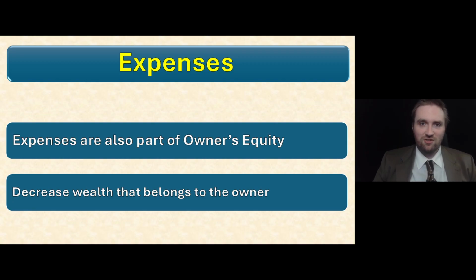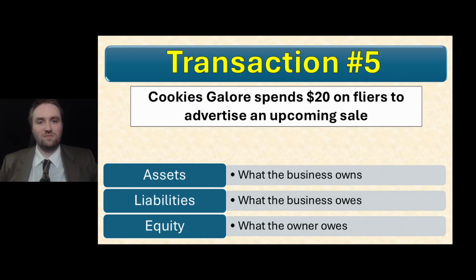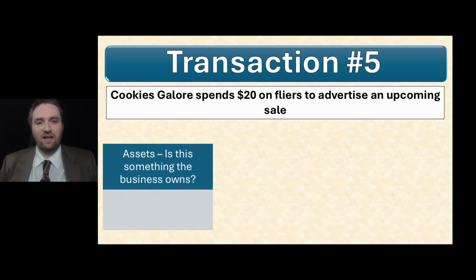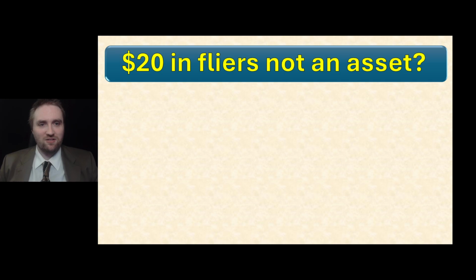We'll go substantially more in depth on these categories and how to differentiate them in the future. For now, let's go over transaction number 5. Transaction number 5. Cookies Galore spends $20 on flyers to advertise an upcoming sale. Step by step. Assets. Is this something the business owns? No. Wait. Don't they own $20 worth of flyers?